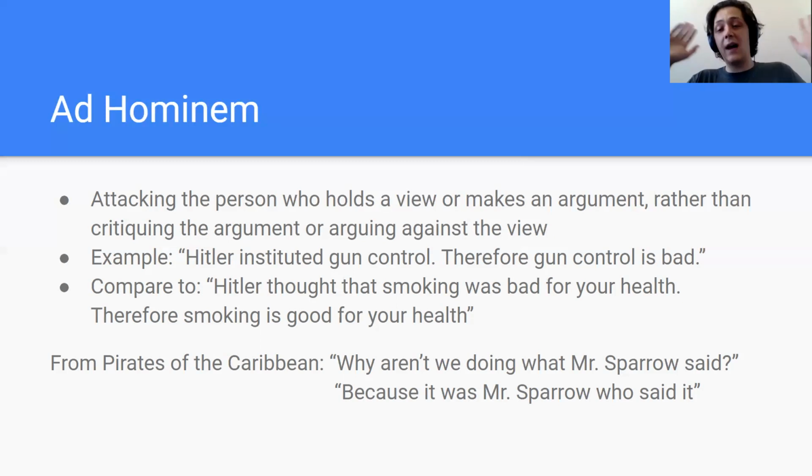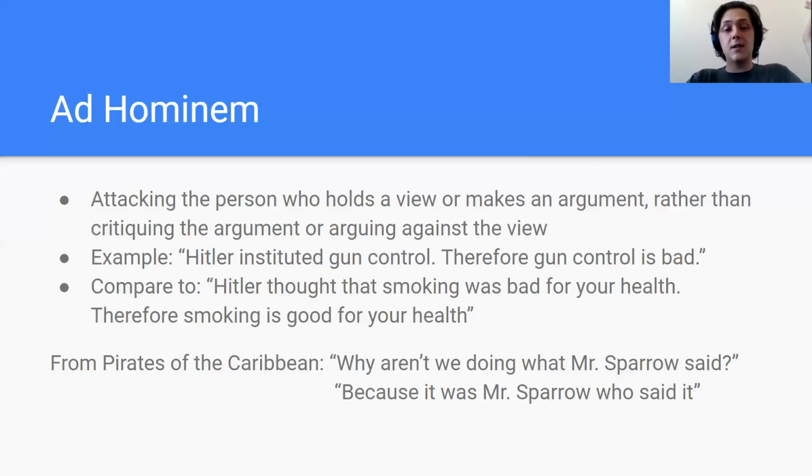So an example that you will hear, I've certainly heard, is: Hitler instituted gun control. Therefore, gun control is bad. Which is an ad hominem fallacy, because we all agree Hitler, bad person, terrible person. But our main moral issue with Hitler is not the gun control. So compare that to: Hitler thought that smoking was bad for your health. Therefore, smoking is good for your health.